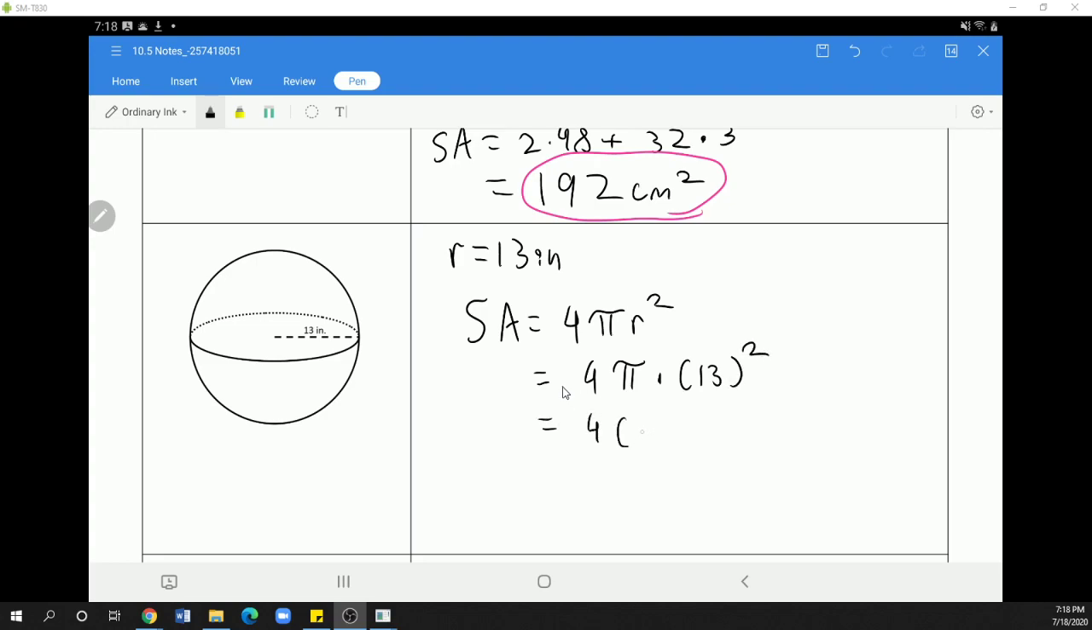4, I'm going to put the pi at the end, 169 pi. If I do that, that's 676 pi. So if it asked me to leave it in terms of pi, I would leave it like that. If I wanted to use 3.14 to estimate, I could do that. Either one would be fine. It just depends on instructions.